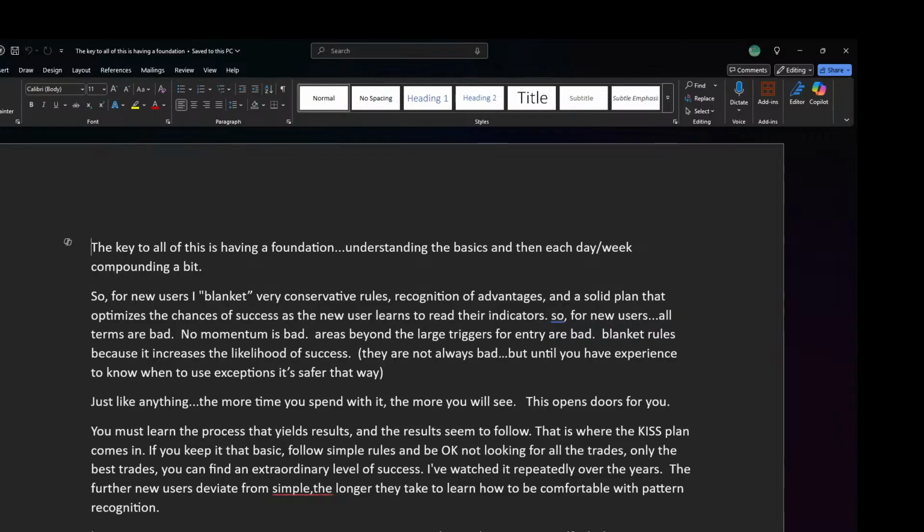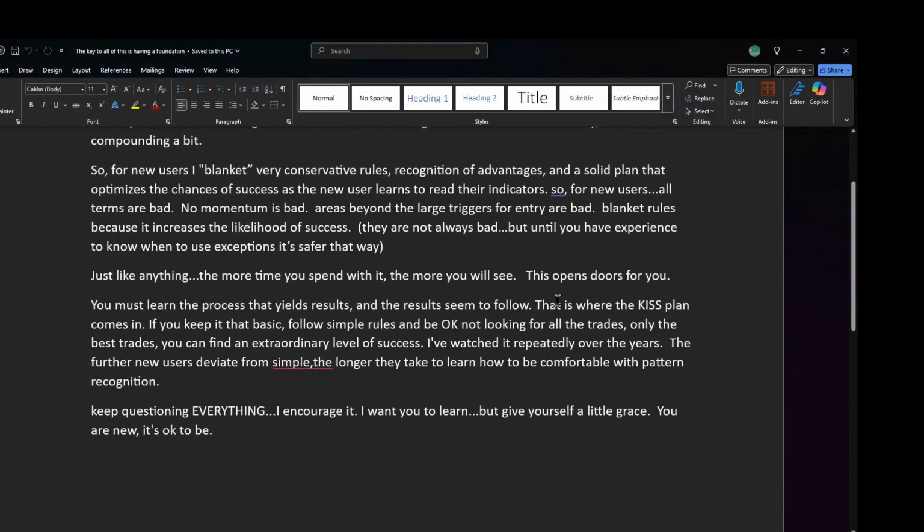Understanding a couple basic concepts, taking those concepts and compounding on them every day, getting a little bit better. So for you brand new users, and I know that it feels like this, I blanket you with very conservative rules, recognition of advantages. I hand you a solid plan that optimizes your chances of success as you learn to read the indicators, guys. So for you new users, no momentum, having terminations, areas on the wrong side of the triggers, all of these things are bad. They feel like it's the end of the world, and I want it to, because these blanket rules increase the likelihood of success, guys. The success brings confidence, and when you have confidence in a plan, you're more likely to stick to the plan.